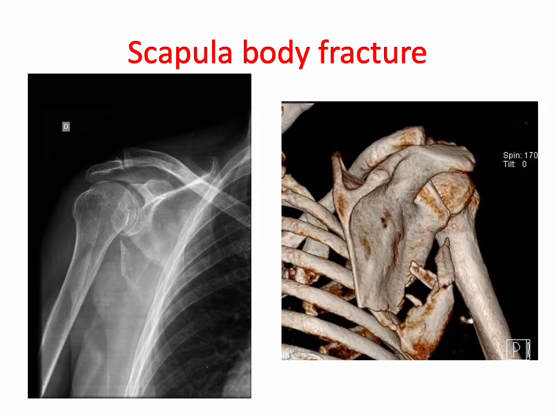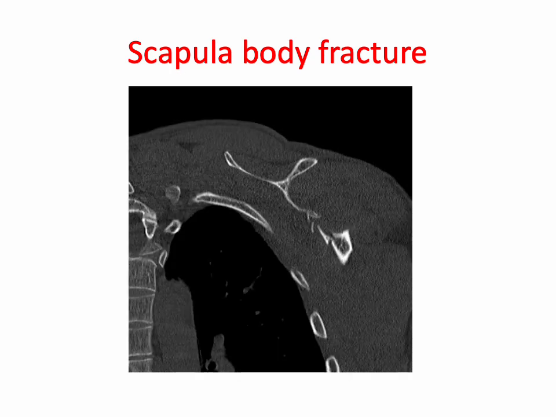These are x-rays and a 3D reconstruction of CT demonstrating a scapular body fracture, where the inferior angle of the scapula has been fractured and is comminuted. And we can see the same on CT here: inferior to the spine of the scapula, we've got a comminuted fracture of the body of the scapula.